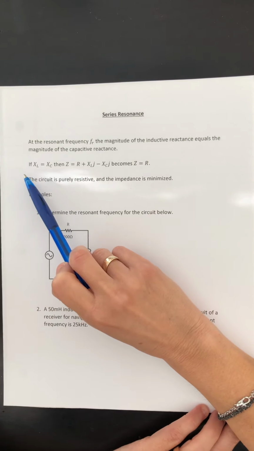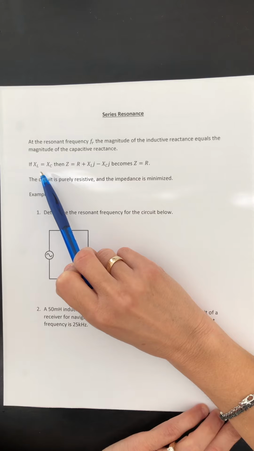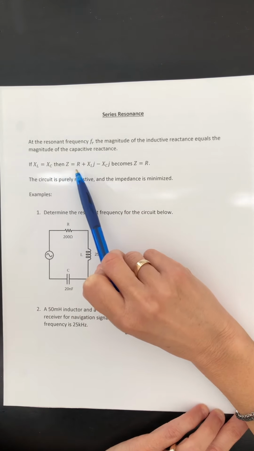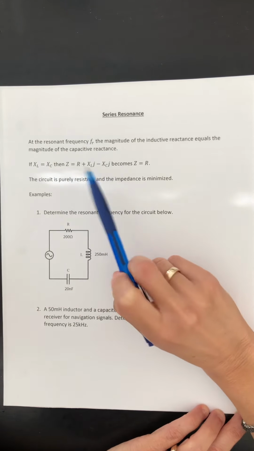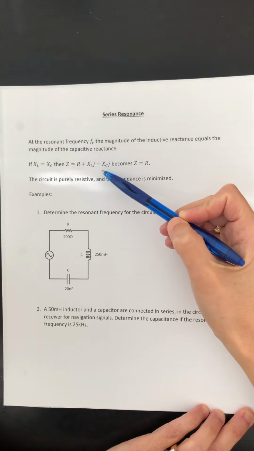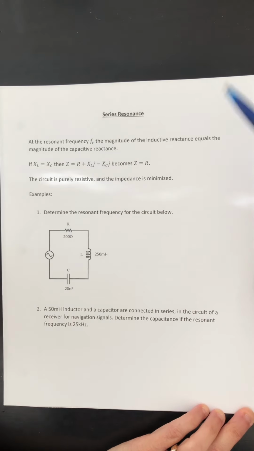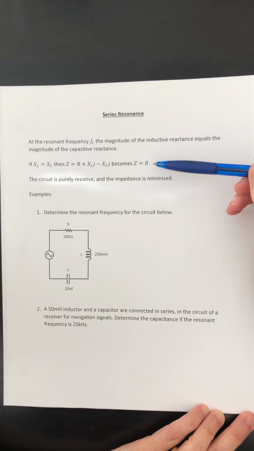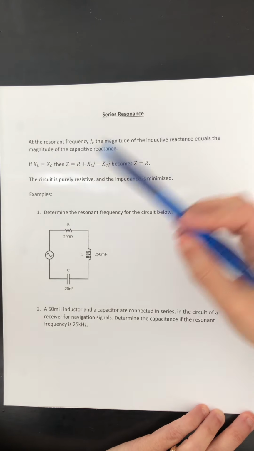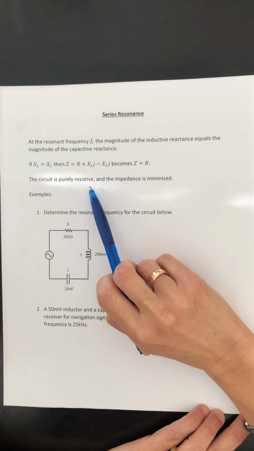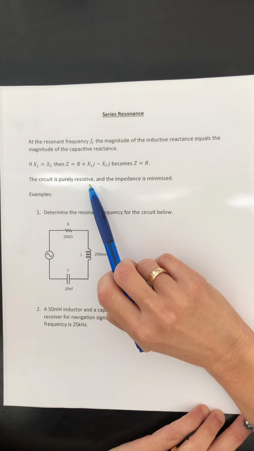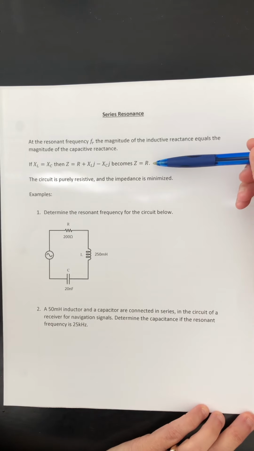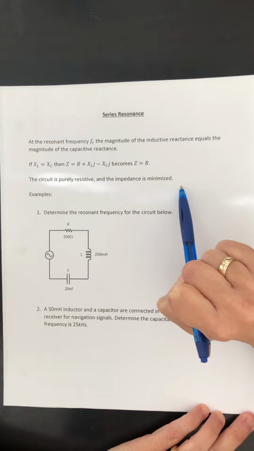So what does that mean? Well, if XL is equal to XC, then our impedance formula would have these two portions canceling each other out. And you are left with simply this. The impedance is equal to the resistance. So in this case, we say that the circuit is purely resistive. Not only that, if there is no imaginary number associated with it, the impedance will be at its minimum.